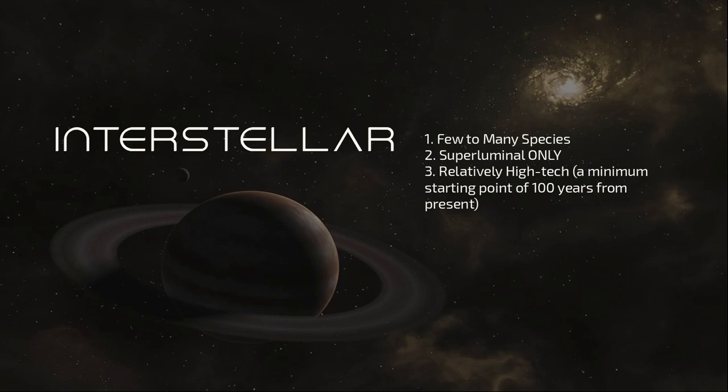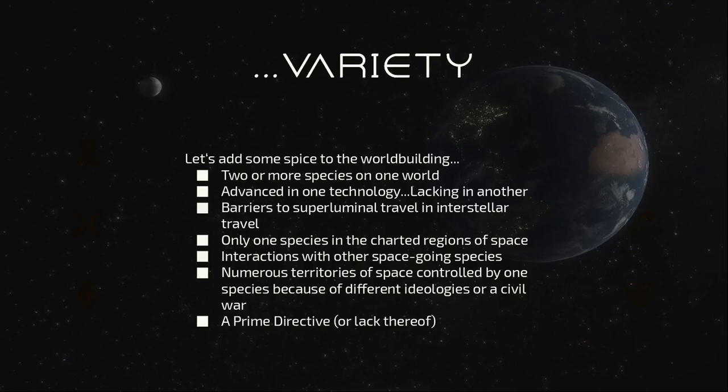For an interstellar state occupying multiple star clusters and nebulae, we're going to have a few to many species, depending on the size. However, all interstellar travel will be superluminal in this case to traverse the vast distances between stars. It's also going to be relatively high-tech.